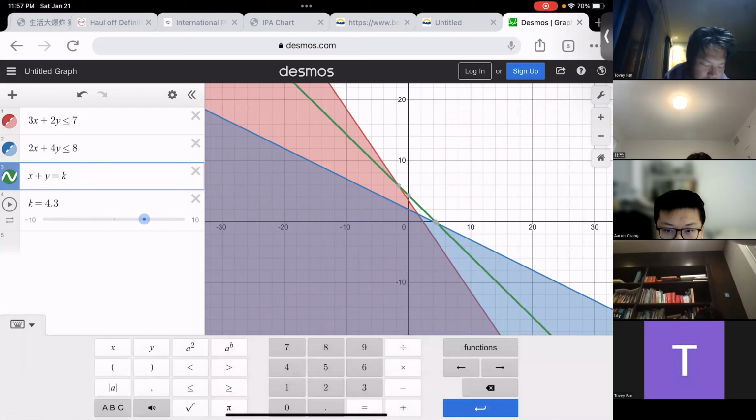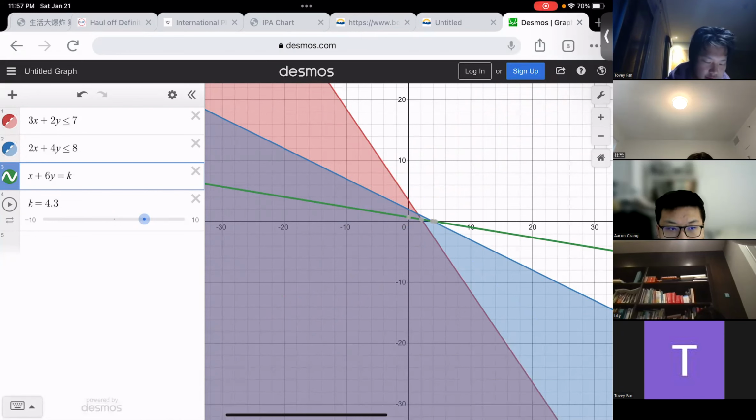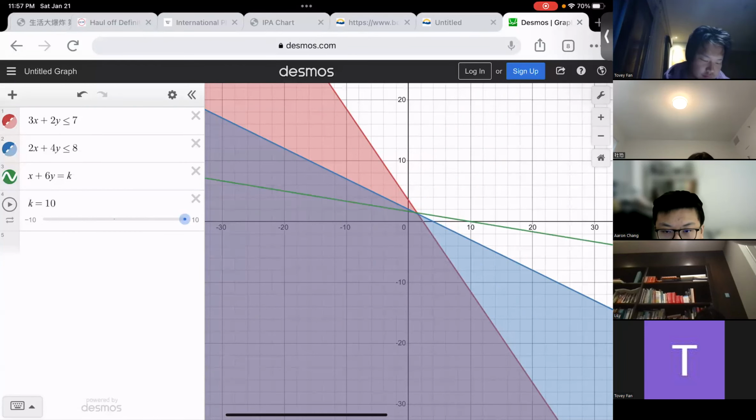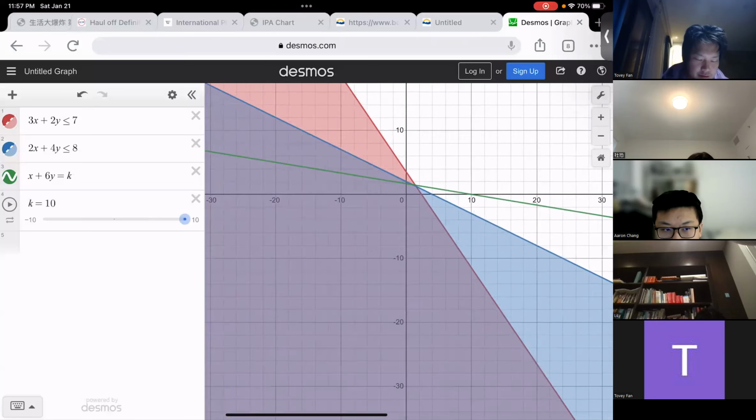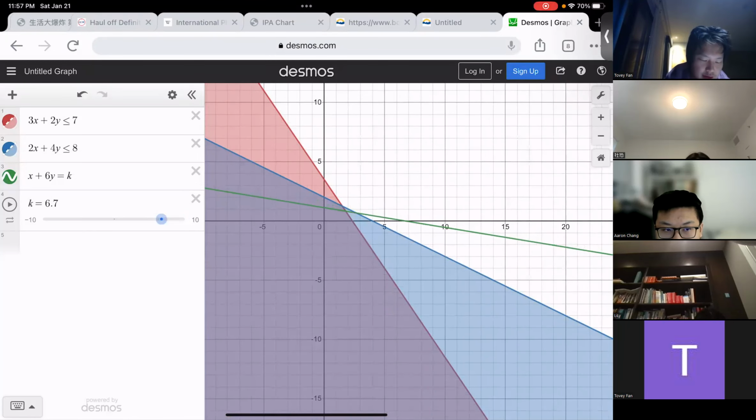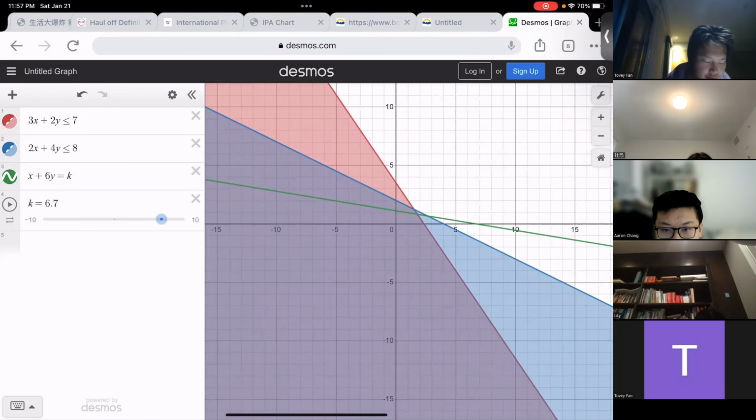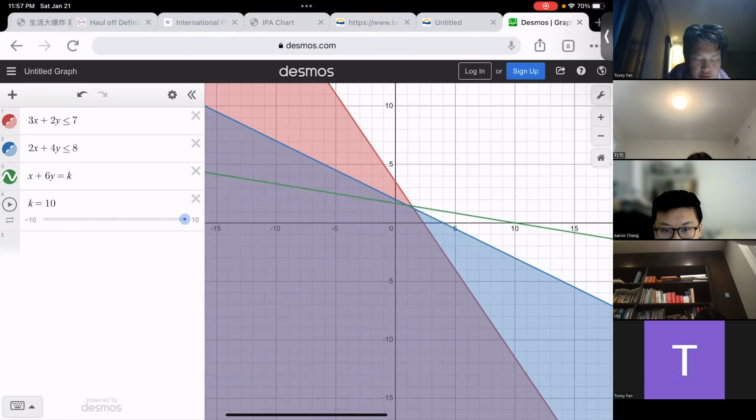But if you do say x plus 2y, maybe x plus 6y, something like this, now you see that this green line moves down, moves up, moves down, moves up, right? So for this line, no minimum, no maximum, because again, part of the green line will always be in the overlap region, in the solution. So no maximum, no minimum.